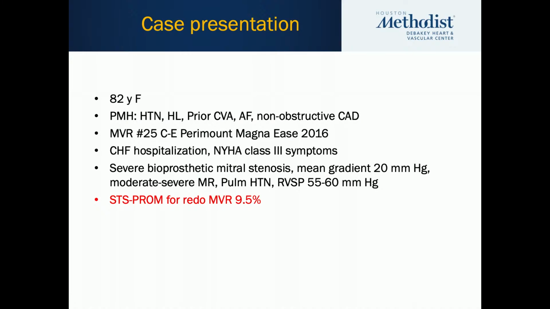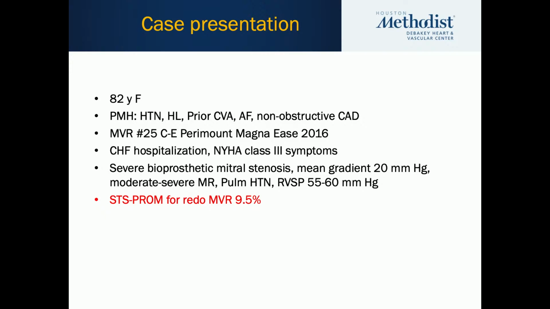Thank you. And so now, moving on from tricuspid prosthesis dysfunction to a patient who had bioprosthetic mitral valve dysfunction. This was an 82-year-old elderly woman with a medical history of hypertension, prior stroke, atrial fibrillation, and non-obstructive coronary disease. Five years prior to her presentation, she had undergone a mitral valve replacement with a 25 millimeter Carpentier Edwards Paramount Magna Ease valve.